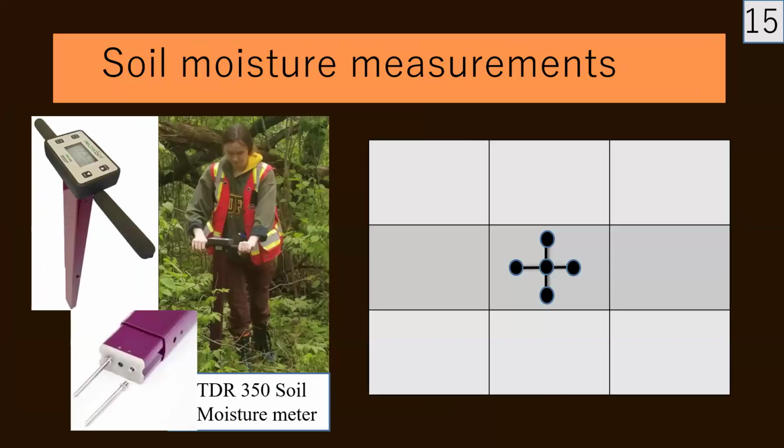The first one is that we took soil moisture measurements, because soil moisture is an important parameter in defining drought as well as floods or anything related to dry conditions. So we used the TDR 350 soil moisture meter. For each plot we divided them into 9 subplots, and within each subplot we had one measurement at the center and 4 along each of the cardinal directions. And similarly we did it for all 9 subplots. And then once we got the value for all these subplots, we averaged them to get one soil moisture value per plot.